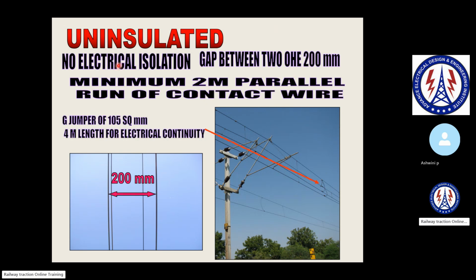So this is for the uninsulated overlap. They will use this jumper. Of course, even in Saudi, you're going to use this jumper. Even in India or in the UK, they are going to use this continuity jumper, which will be 2 meter parallel from the contact wire, in 4 meter length. They are going to use this for an uninsulated overlap.